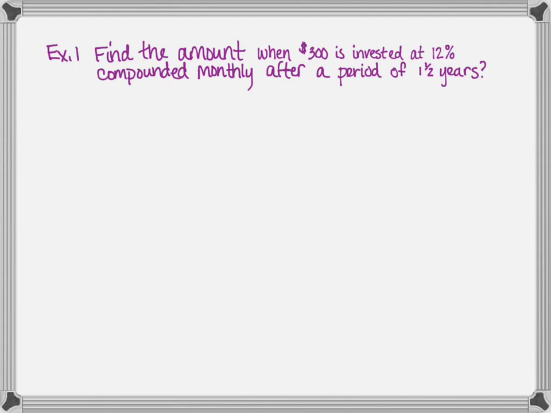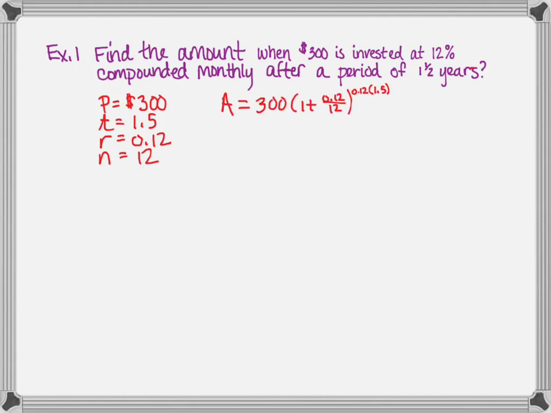So our first example, let's find the amount when $300 is invested at 12% compounded monthly after a period of 1.5 years. So here, the principal P is $300, T is 1.5, and R is 0.12. N is 12 because it's compounded monthly.